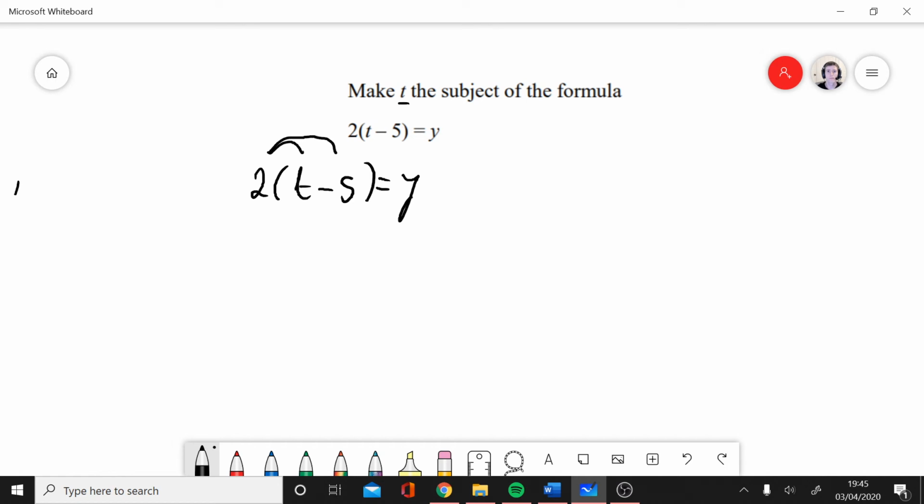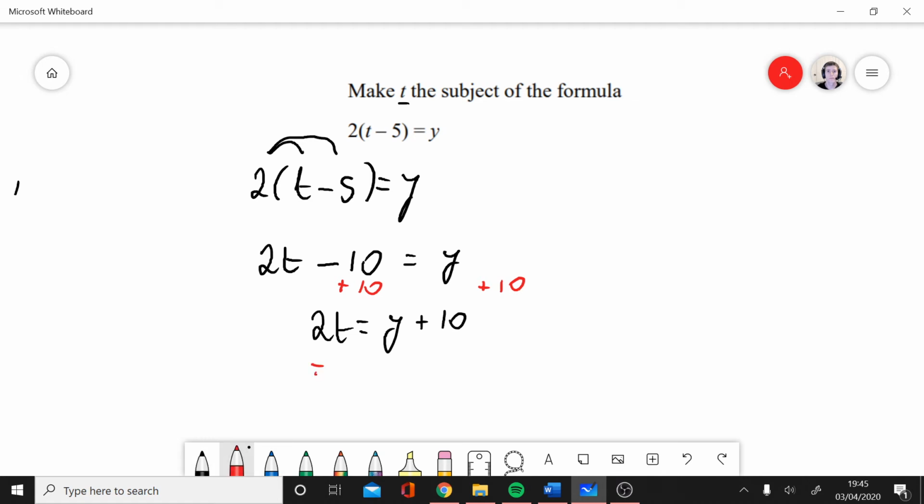So 2 lots of T and 2 lots of minus 5 end up with 2T minus 10, 2 times minus 5 being minus 10, being equal to Y. So to make T the subject of the formula, we know previously we're just going to add 10 to both sides, and so we get 2T is equal to Y plus 10. And then from this, we are going to divide both sides by 2, and we end up with T is equal to Y plus 10 over 2.